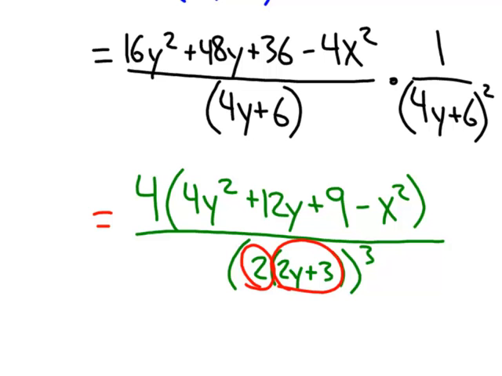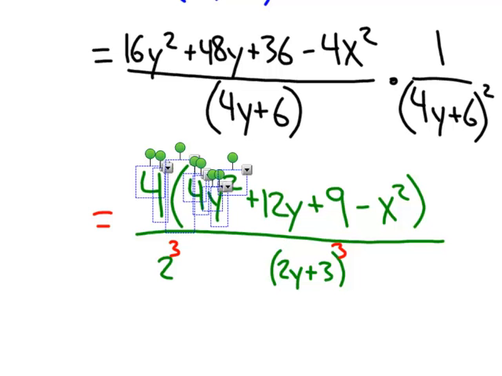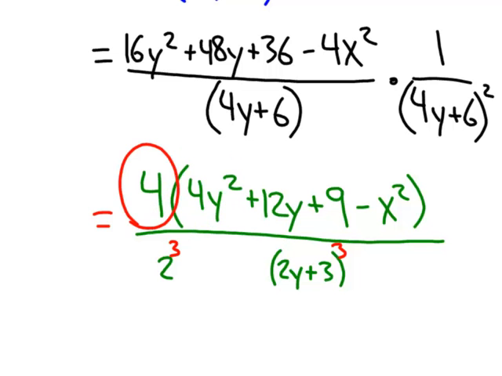Let's consider that as 2 cubed times 2y plus 3 quantity cubed. So I'll put the cube there and the cube there, and get rid of these parentheses now. And what I've really got is an 8 sitting right here. So I've got a 4 up top and then an 8 down below.